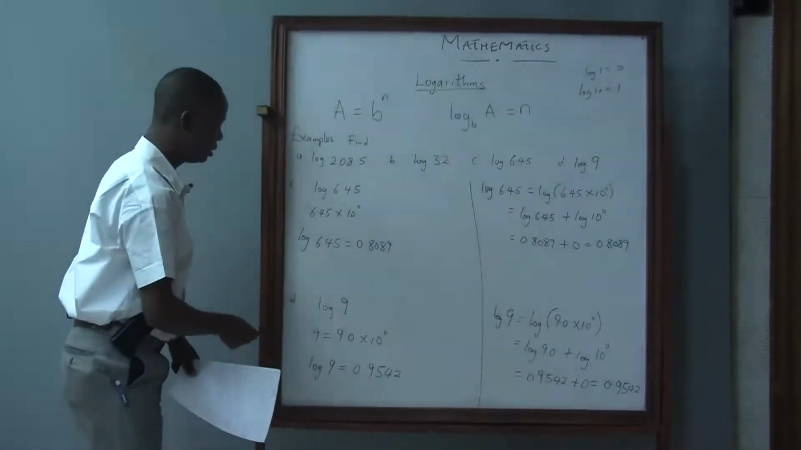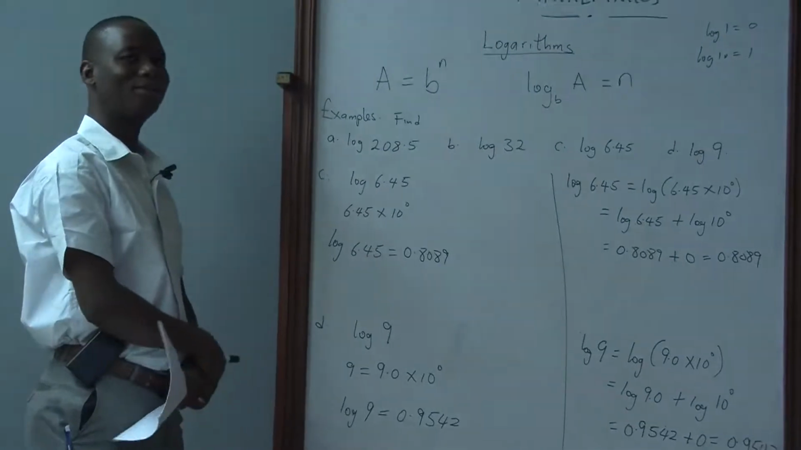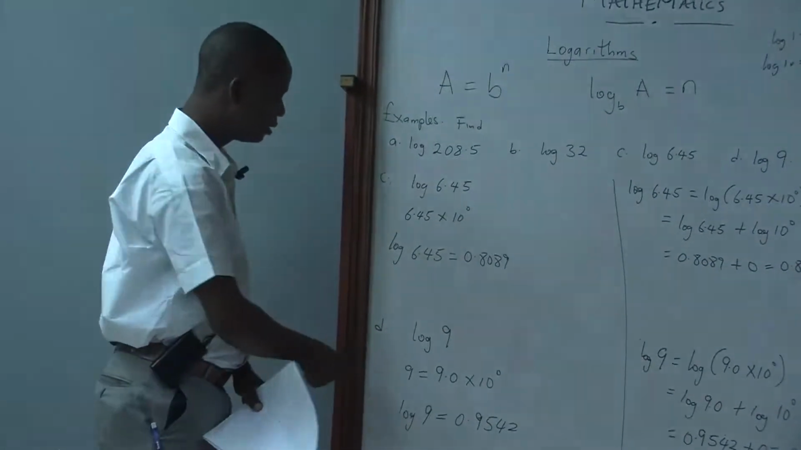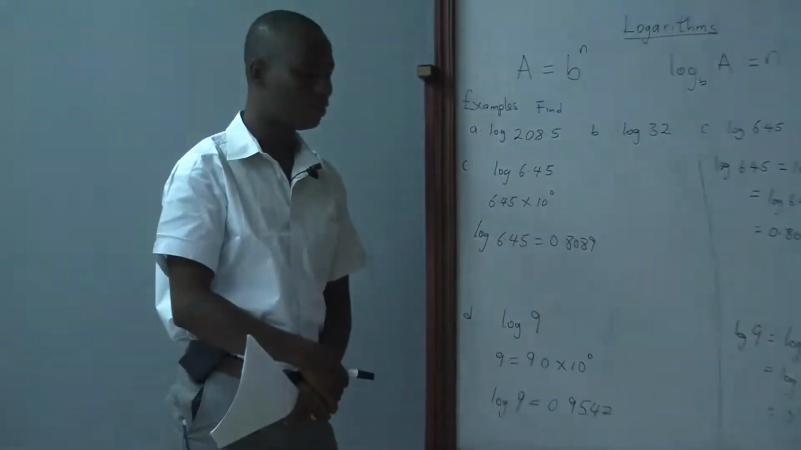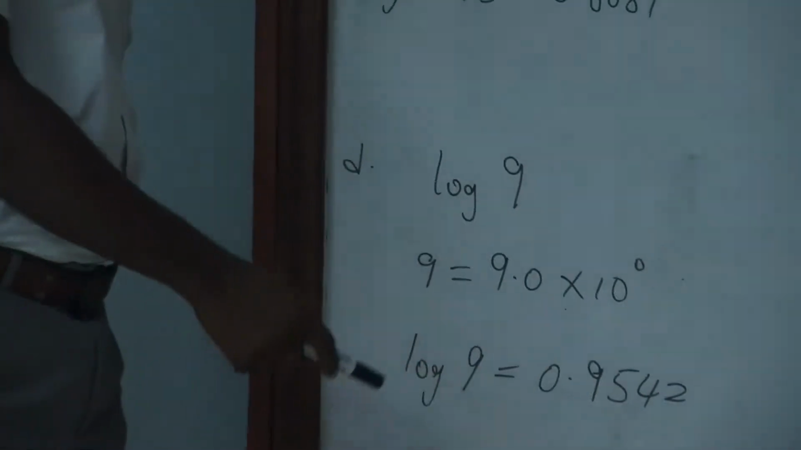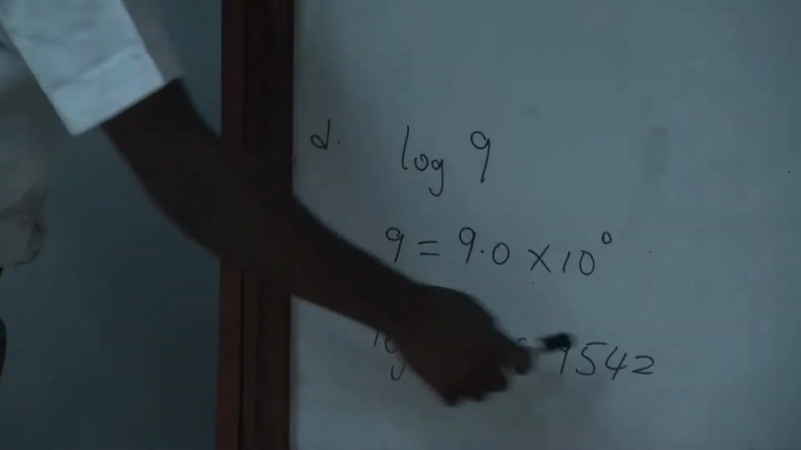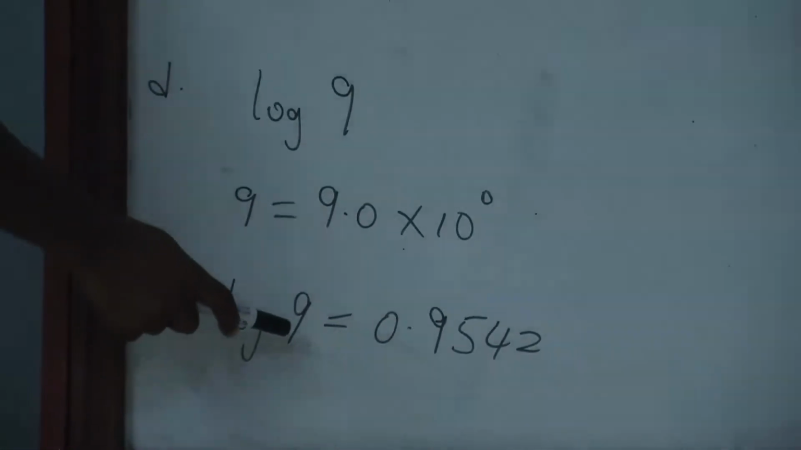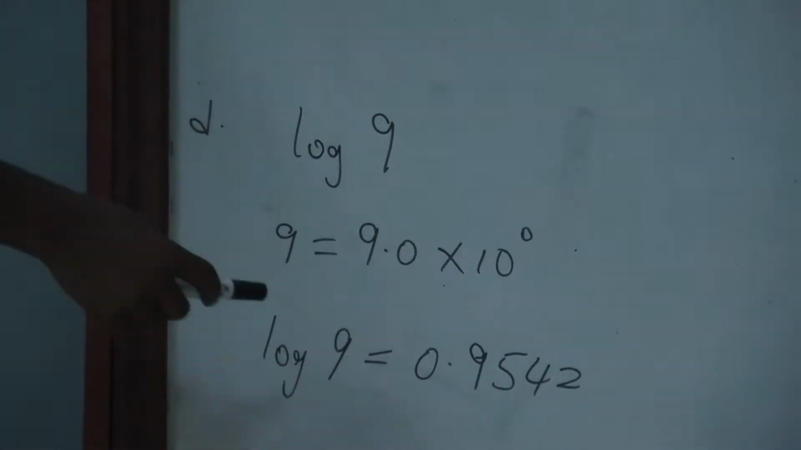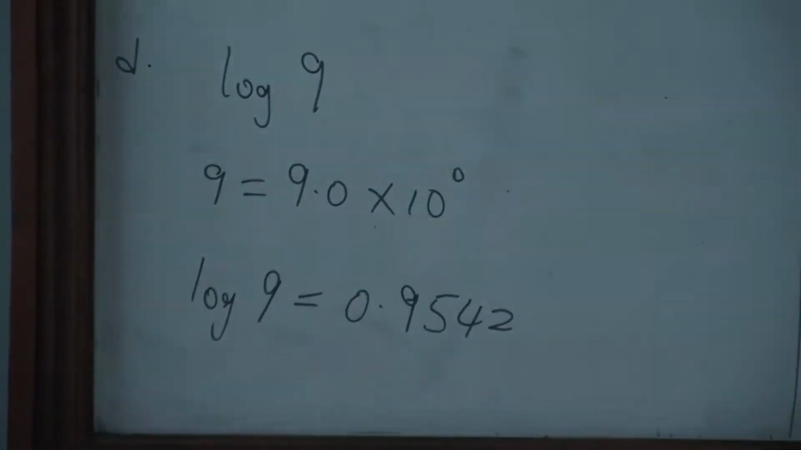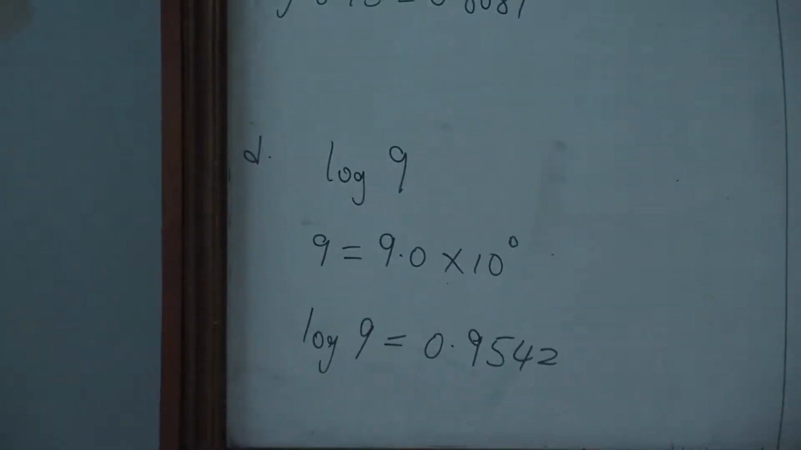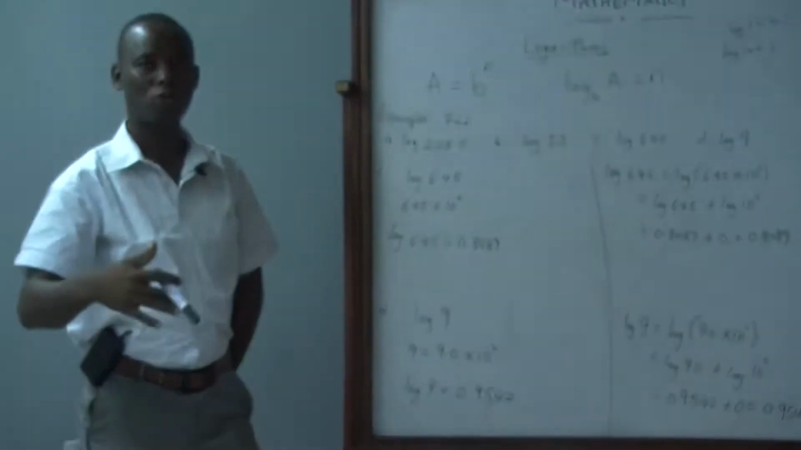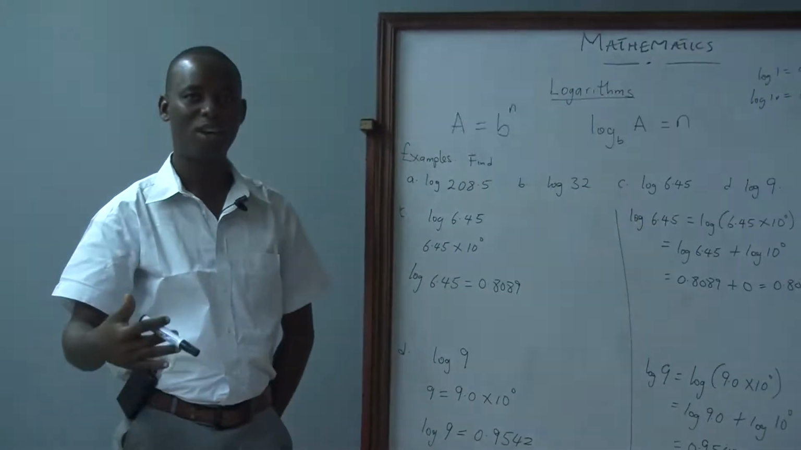And to example number D, where we have log 9. 9 equals 9.0 times 10 raised to the power of 0 in standard form. As well, we know that the power of 10 is going to be our characteristic, 0 point. Then our mantissa now, we're going to look up. What we have here is 9. You will not find 9 in your table. What you're going to see is 90. Don't mind it. Just continue putting 0 if you do not have enough numbers to look up in the table.